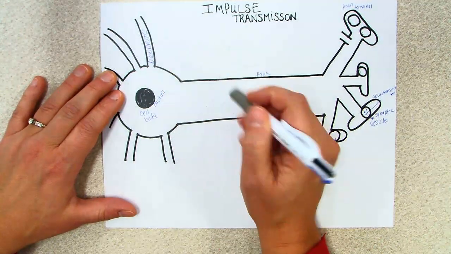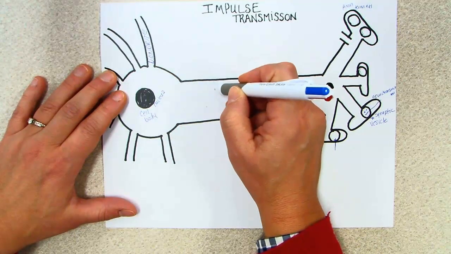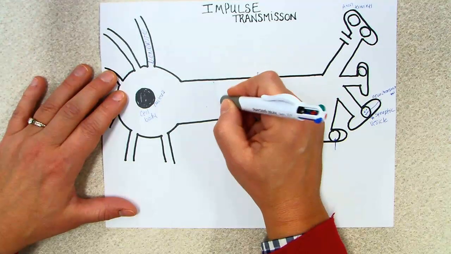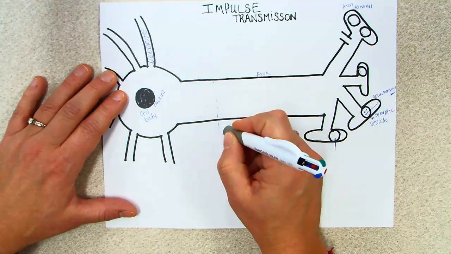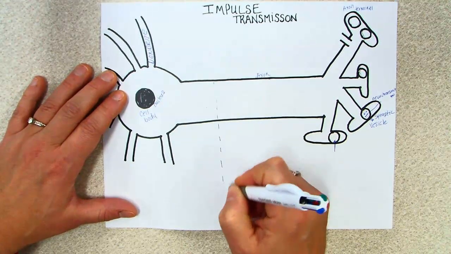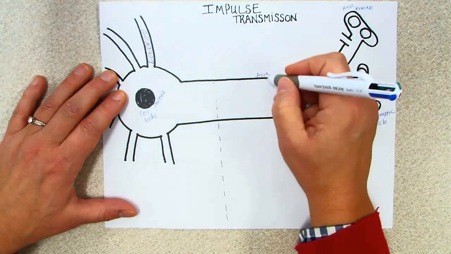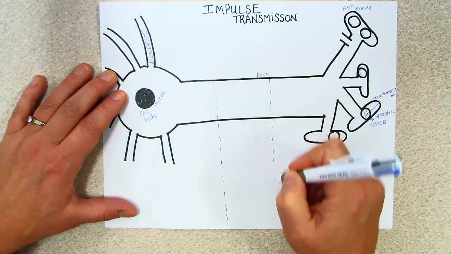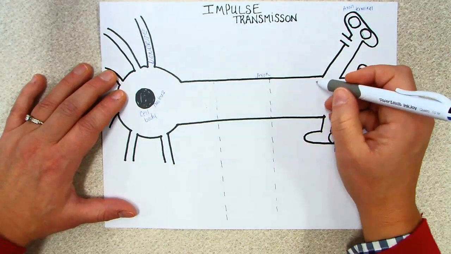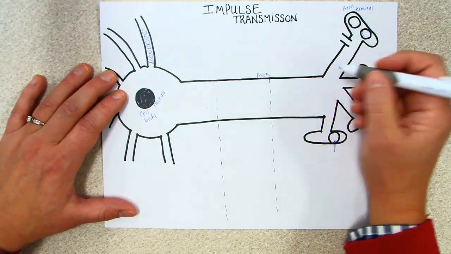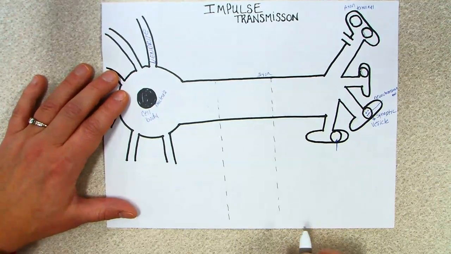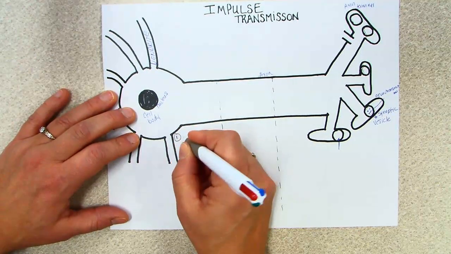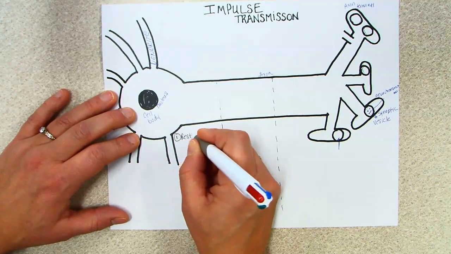Impulse transmission is going to occur because of different electrical and chemical changes along or across that cell membrane. And there are basically 4 different steps here. So I'm going to divide my neuron into these sections in order to help organize what's going to be happening here. We're going to start with step number 1, which is called the resting potential.